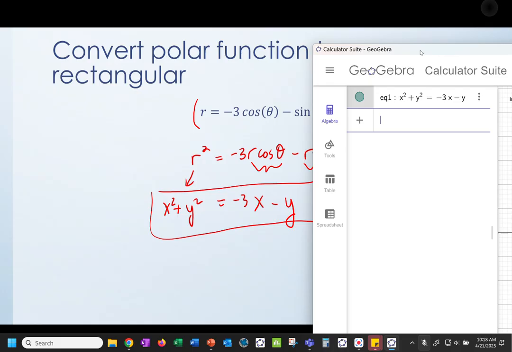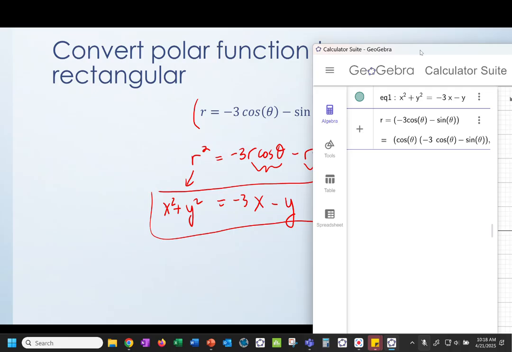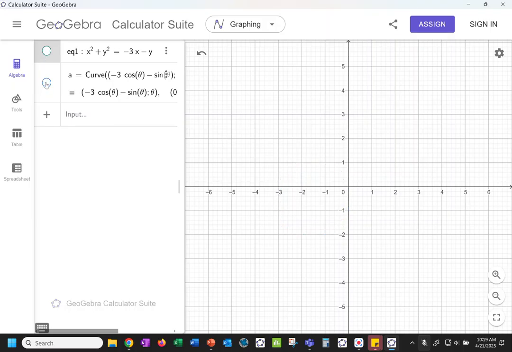Now, if we had put this in as polar, we could do that. r equals negative 3 cosine theta minus sine theta. There we go. It does some funky stuff there sometimes. So this should be exactly the same circle, right? If I turn it off, I get the blue circle, no circle, green circle, blue circle, exactly the same. And so we know we've done it right.